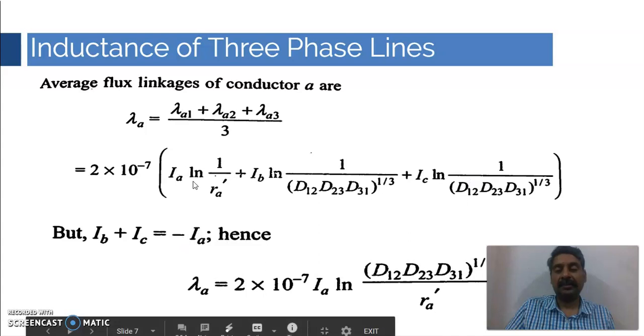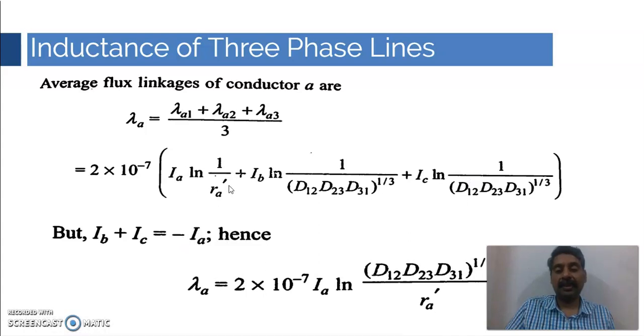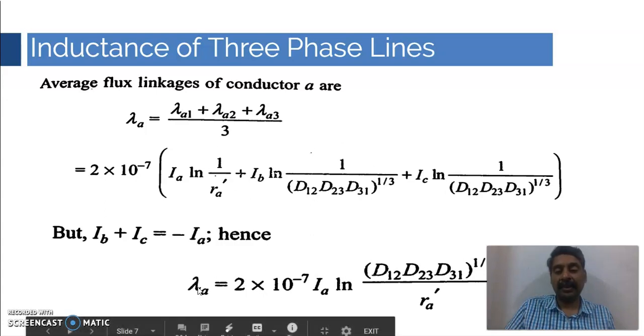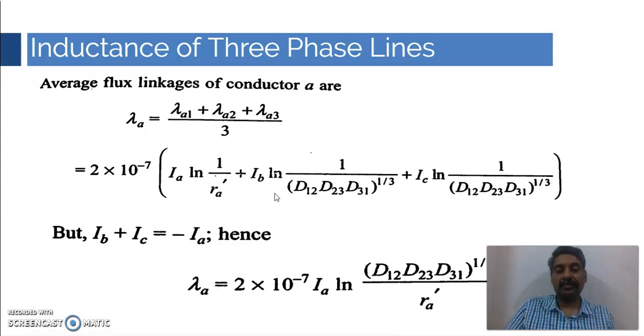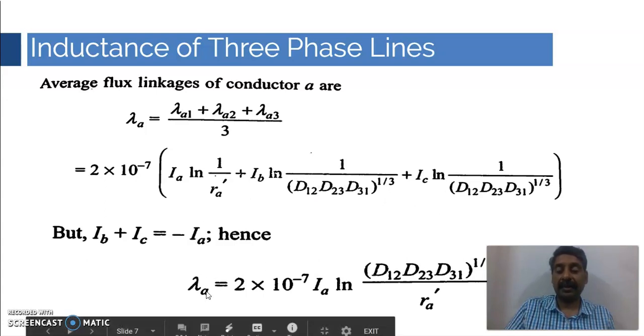Then the entire equation will be IA natural logarithm 1 by RA dash minus IA natural logarithm 1 by D12, D23, D31 whole power 1 by 3. Okay, so the equation will get reduced and modified if you combine those two terms where you have IA as common and simplify the natural logarithms. Then the equation for lambda A will become 2 into 10 power minus 7 IA natural logarithm D12, D23, D31 whole power 1 by 3 divided by RA dash.